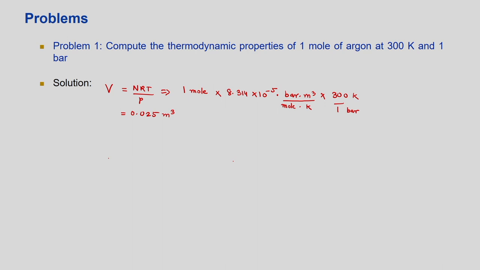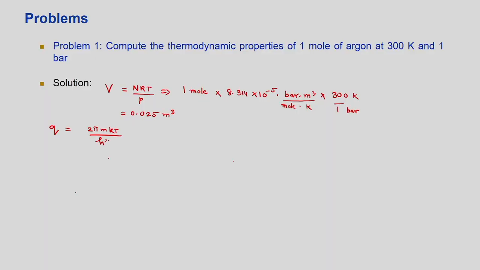Now you can find Q, the single particle partition function. We will use the same expression as in the previous two slides. We will assume the nuclear partition function to be unity and the electronic partition function to be equal to the ground state degeneracy, unless it is explicitly specified in the question. So you have Q equals 2 pi m kT by h square to the power 3 by 2, into V, into the ground state.